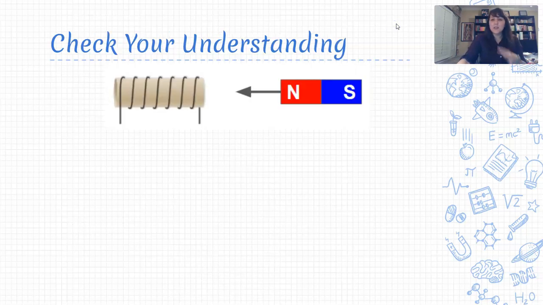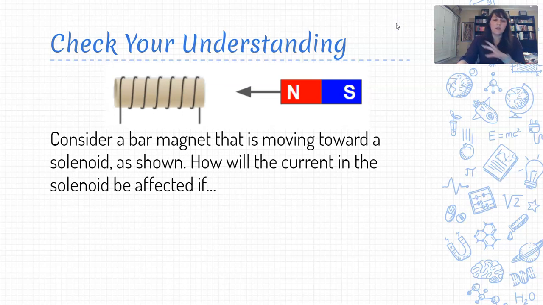All right. So let's take a moment just to check your understanding on all of this. So say we've got a bar magnet moving toward a solenoid, as we see right here. And the solenoid's not connected to a battery or anything like that. It's just hanging out. It loops back over. Maybe it's connected to a light bulb, whatever. All right. So how will the current that's being induced in this solenoid be affected if we use a weaker magnet?